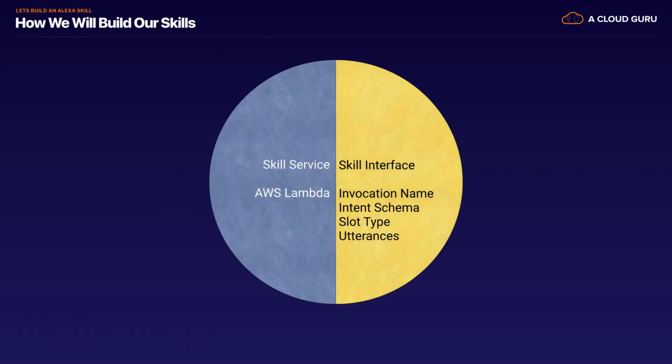In terms of how we build our skills, we always start with the skills service, which is our Lambda functions, and then we build out our skill interface. Our skill interface will consist of the invocation name, which is just the name that you use to enable your skill. So it might be Alexa, open Ryan Kroonenberg. Then we have our intent schema, our slot types, and our utterances. Again, we do have an Alexa course on the A Cloud Guru platform that you may want to check out, where we do deep dives into all this. But in this one, we're going to build a very simple skill. This is a lab, and you will need to log into the AWS console.